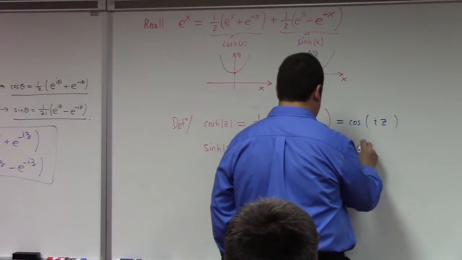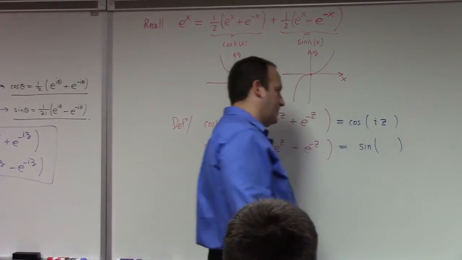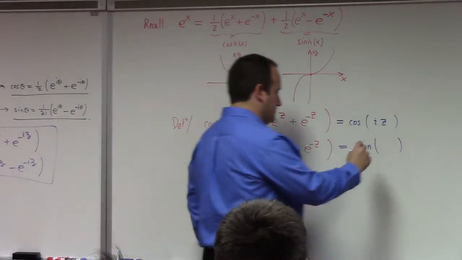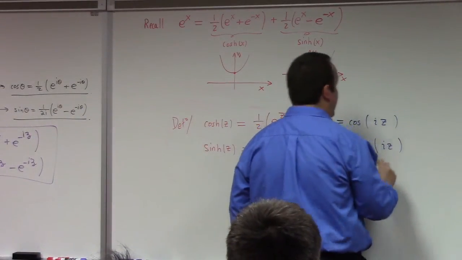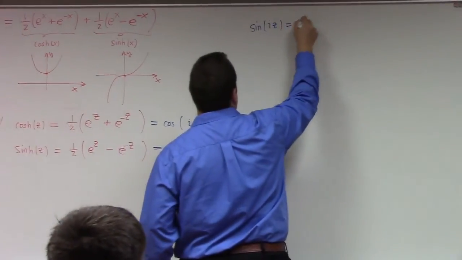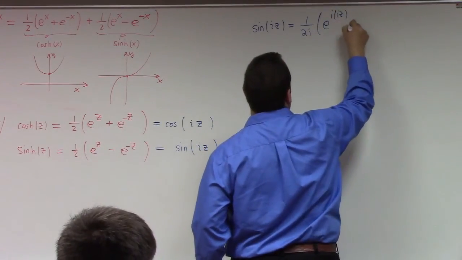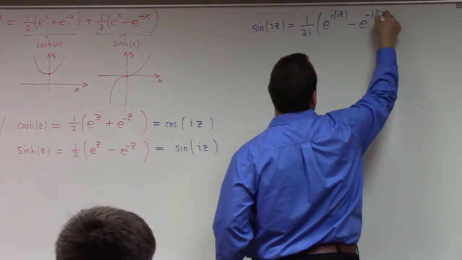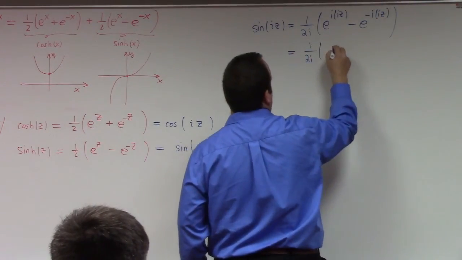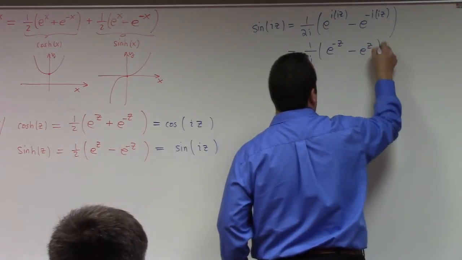in terms of sine? It's also sine of iz times i. So iz. Now let's not try to do it all in our head. Let's do sine of iz. Let's work it out here. Sine of iz is 1 over 2i, right? e to the i(iz) minus e to the minus i(iz), right? Okay, so what's that? That's 1 over 2i, e to the minus z minus e to the z.